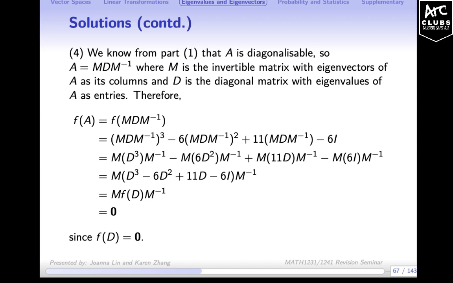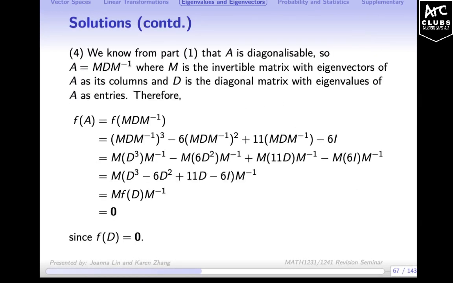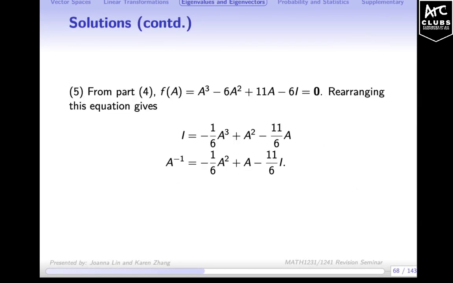Okay, and finally, question 5 says to compute A inverse as a linear combination of A squared, A, and I. So f of A, again, this time you can just sub in A as it is equal to this equation here, and we want A inverse, A squared, A, and I. So I guess the intuitive thing to do here is to take I, your identity matrix, as the subject, and you can multiply the inverse to that, because once you do that, you can actually just get this equation here in terms of A squared, A, and your identity matrix. And that's essentially it for this question.